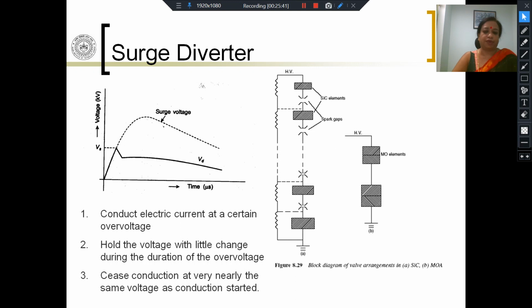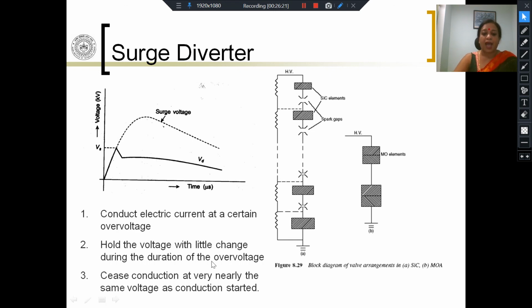It does not contribute anything. And as soon as this overvoltage exceeds this given value, the surge diverter breaks down. It starts conducting electric current at a certain overvoltage, and it needs to hold the voltage with little change during the duration of the overvoltage. So the potential difference across the protecting device should remain at a fixed point. It should not go to zero. It should remain at that normal voltage or somewhere close to that normal voltage during the entire duration of the overvoltage.